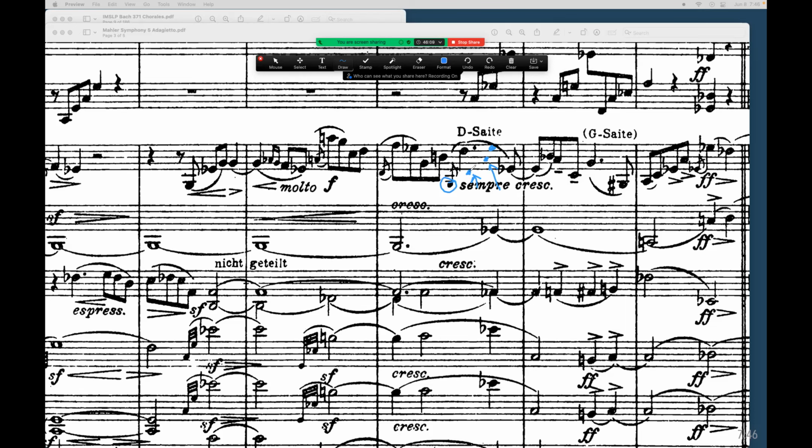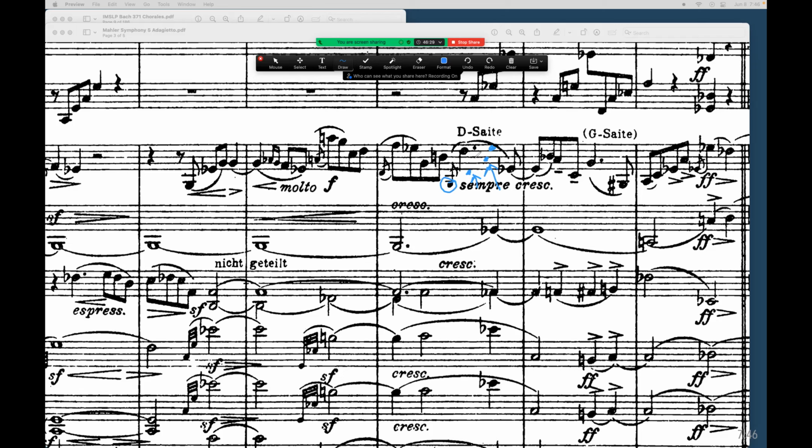As soon as I go past that D, I'm now on the D string. As soon as I go past this A, I'm now on the A string. That's what's normal, and in many ways, for those lower strings, it gives you the best, most characteristic sound.